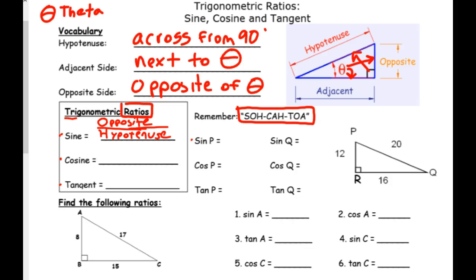Okay, and then the next thing is C-A-H, A over H, right? C-A-H is "ka." Don't say it twice. All right, so A is adjacent, and then over hypotenuse. We got "ka," and then the last one is "toa."